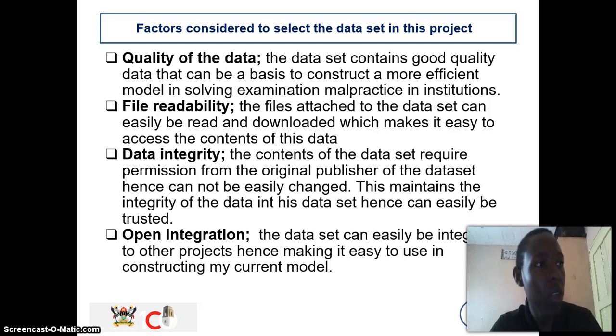Open integration is another important factor, and open integration means that you can download this data and integrate it in your model.